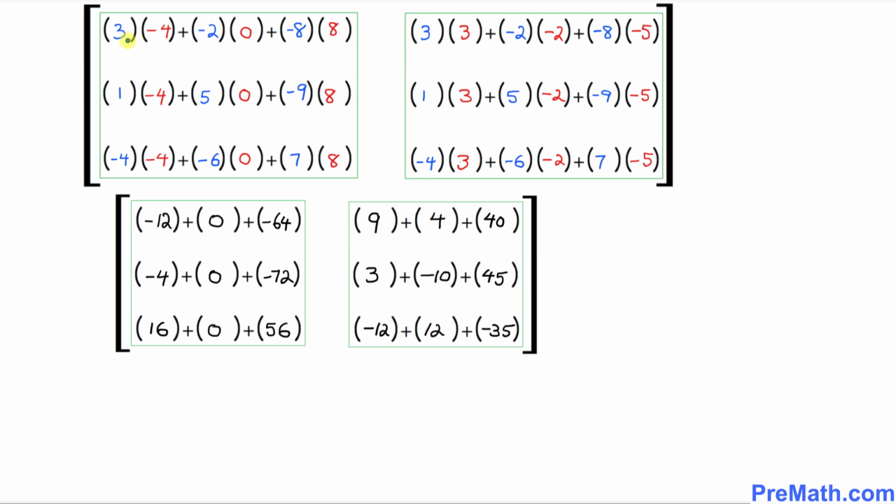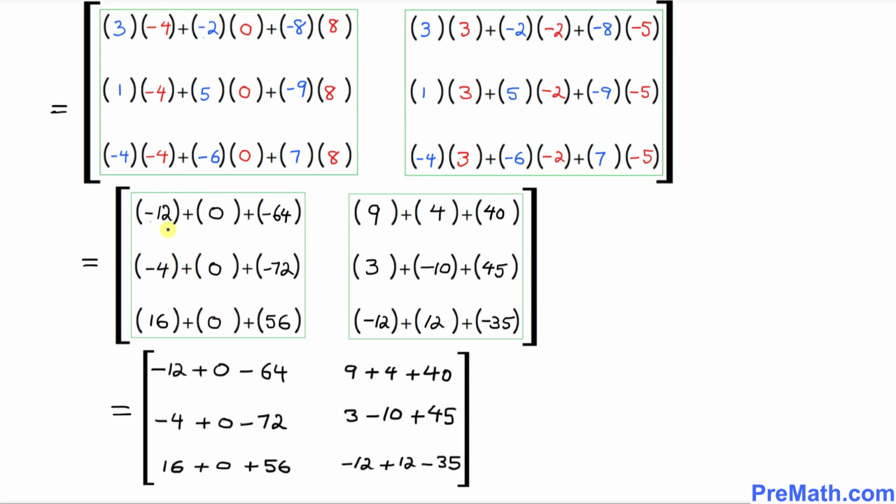And in this next step, I just went ahead and multiplied 3 times negative 4. When you multiply these, that's going to give you negative 12. Negative 2 times 0 is going to give you 0. Negative 8 times 8 is going to give you negative 64. I just multiplied everything and put it in a single parentheses. And in the next step, I removed these parentheses. Negative 12, I just put over here, 0 right up here, negative 64. So we no longer have parentheses.